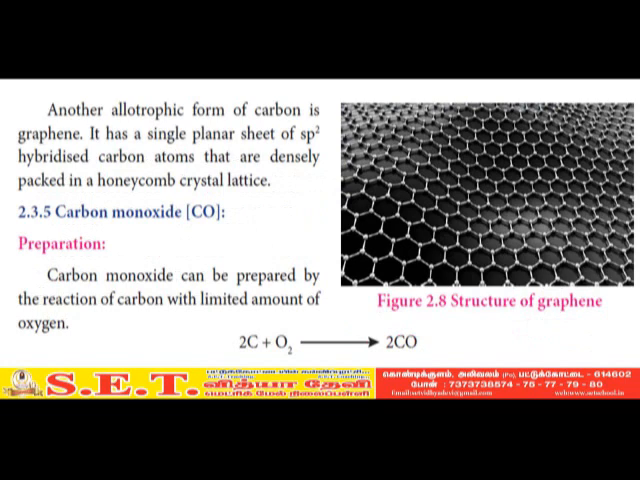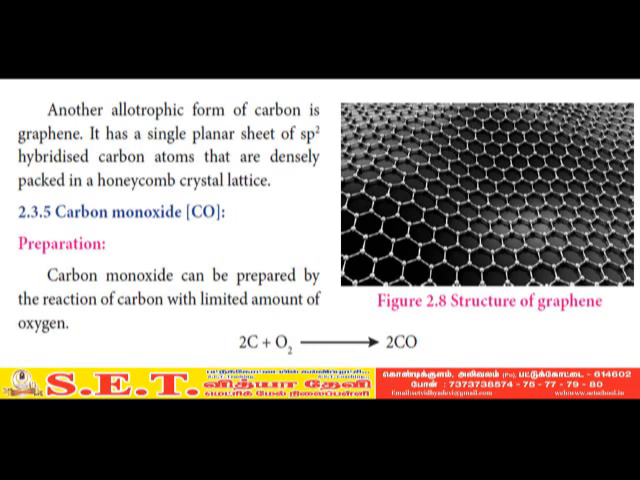Another allotropic form of carbon is graphene. It is also an important question; two years back it was asked. Graphene has a single planar sheet. Single planar sheet means it has a structure lying in one plane, like the surface of a bench or table. It is a single plane sheet.